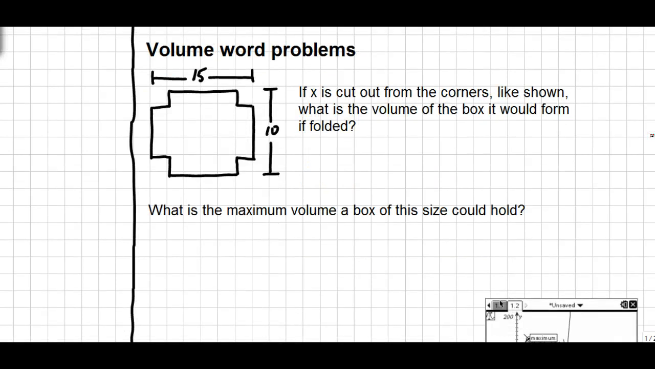Next, we're going to look at some volume word problems, because this is where polynomials play into real-life applications. First of all, when you're dealing with volume, remember that that's length times width times height. You need 3 dimensions in order to talk about volume.